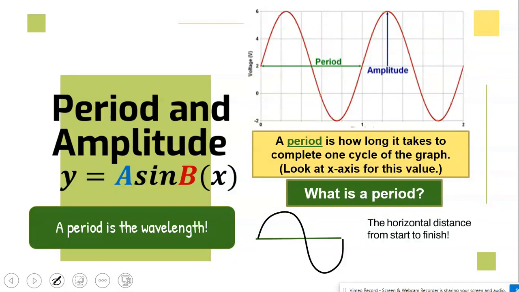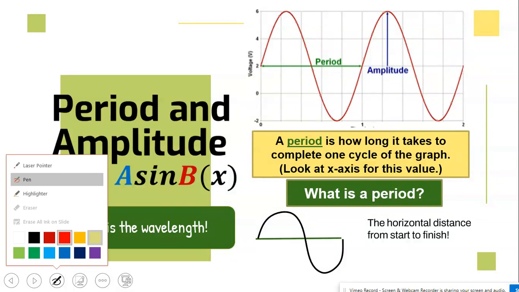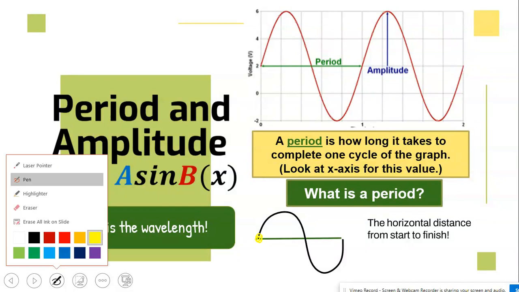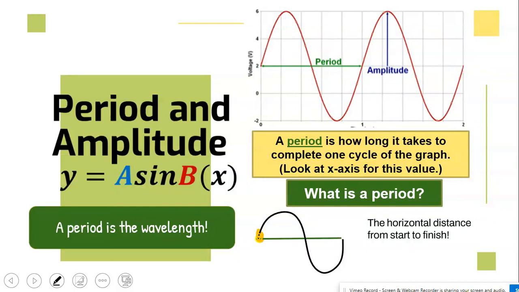So if we're looking to figure out how long it takes one cycle, we're literally just going to look at the x-axis and see where our sine graph starts and where it ends. Now remember, I told y'all we're going to need to know that sine looks like this. Starts at 0, and it goes up, comes to 0 in the middle, goes down, and ends at 0.